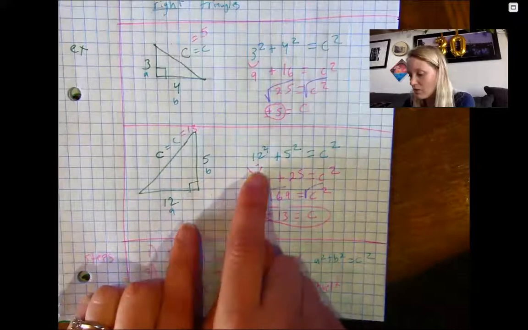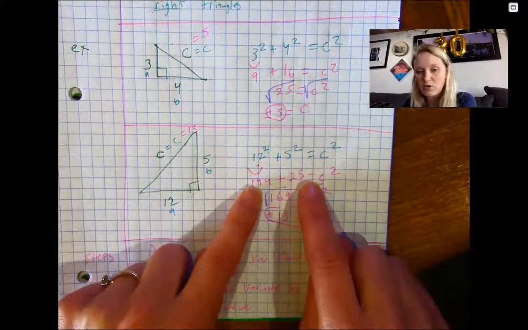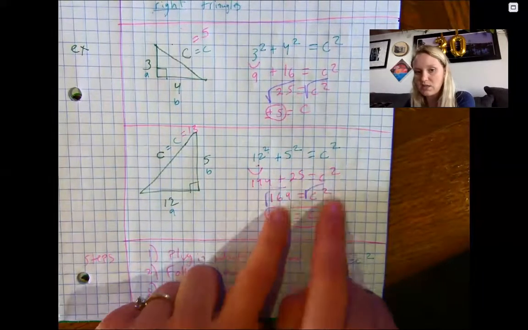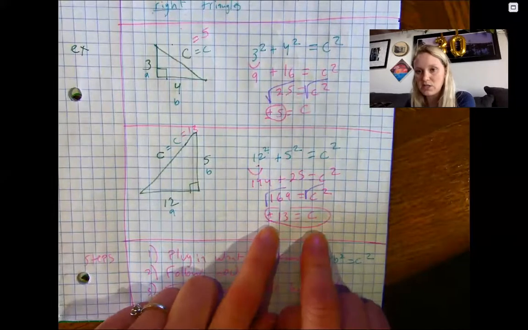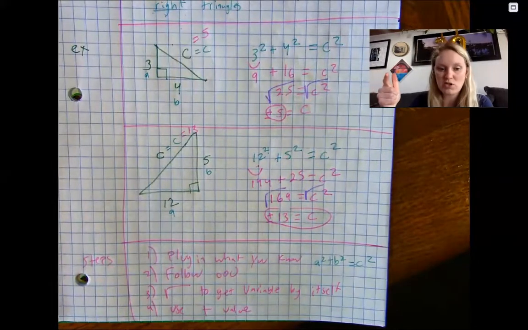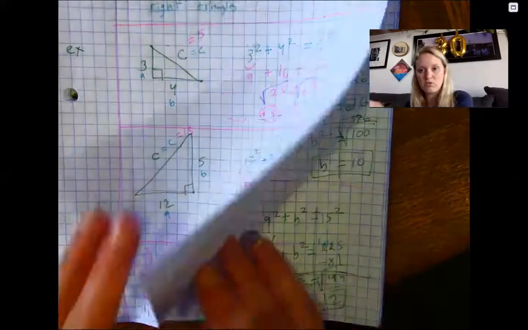A squared plus B squared equals C squared. We squared our numbers. We added them. We square rooted C to get C by itself, and we got positive 13. Plug in what you know. Follow the order of operations, square root to get the variable by itself, and then use the positive value.